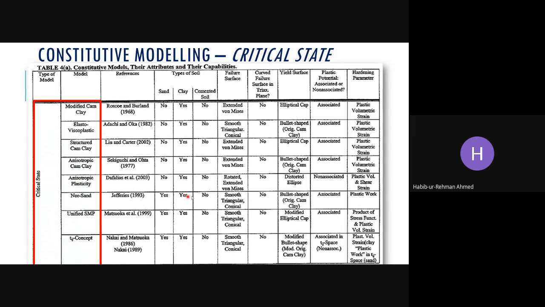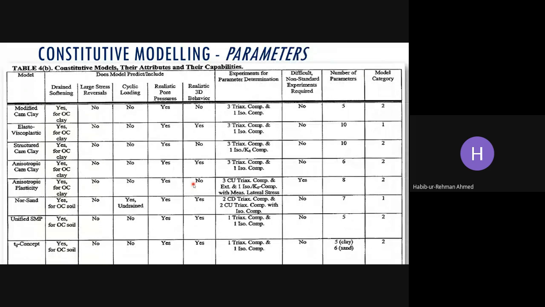So the references are there, the type of soil on which these are applicable, the failure surface for each one of these, the yield surface, the hardening parameter. So this is how you can have an idea whenever you are involved in any research related with constitutive modeling. Here there are how to determine the parameters for some of the models which I have listed in the previous two tables.